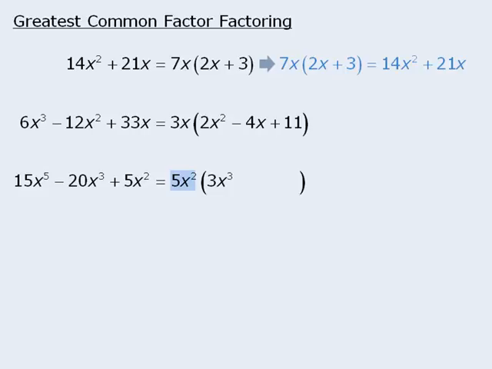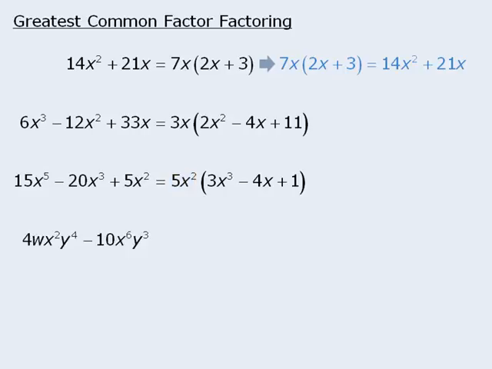So the first term must be 3x cubed, since 5x squared times 3x cubed is equal to 15x to the power of 5. The next term must be negative or minus 4x, since 5x squared times negative 4x is equal to negative 20x cubed. And finally, the last term must be positive 1, since 5x squared times positive 1 is equal to positive 5x squared.